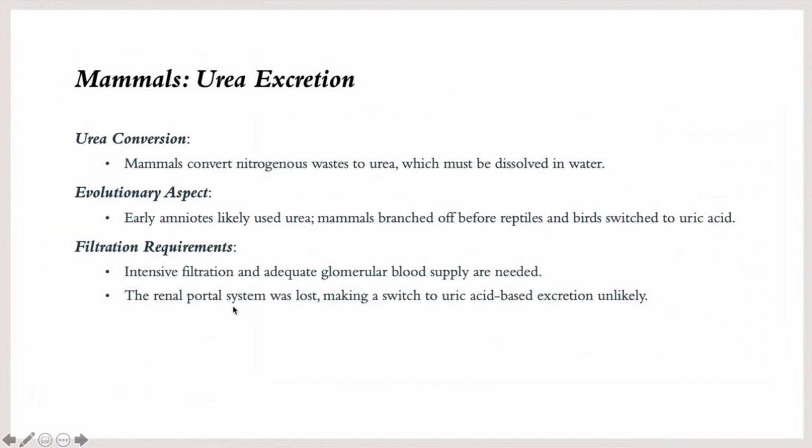The renal portal system in mammals was lost. So even if mammals had wanted to change the ammonia into uric acid, this would not be possible because we don't have the renal portal system. Okay, so we lost the renal portal system as we didn't need to make uric acid anymore. We started making urea instead.